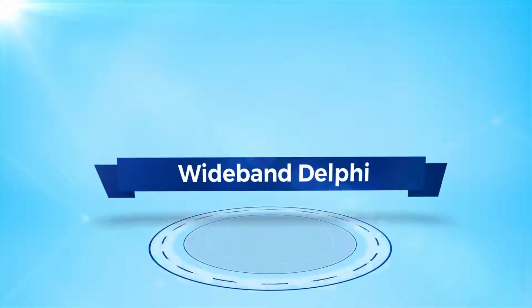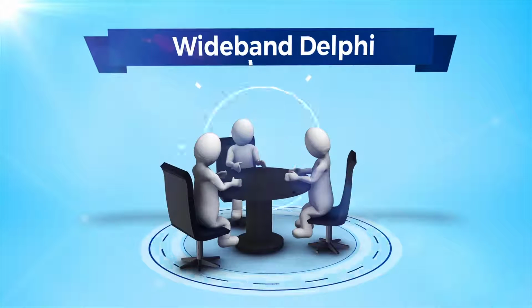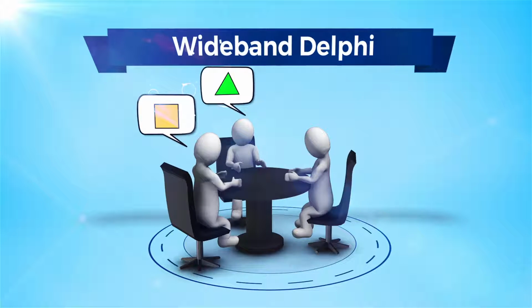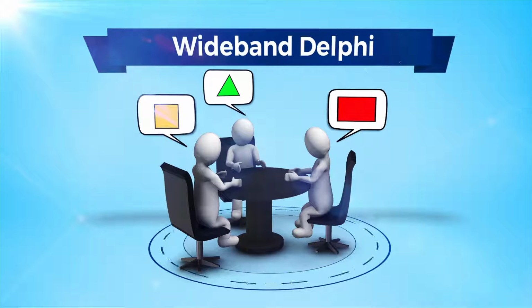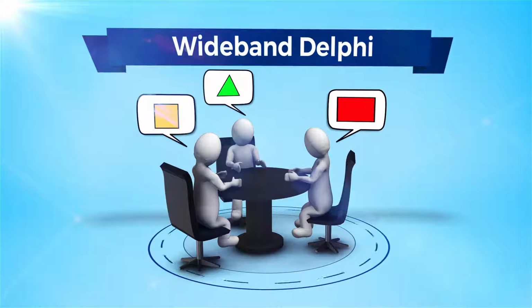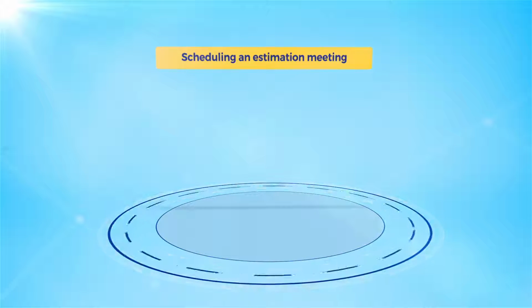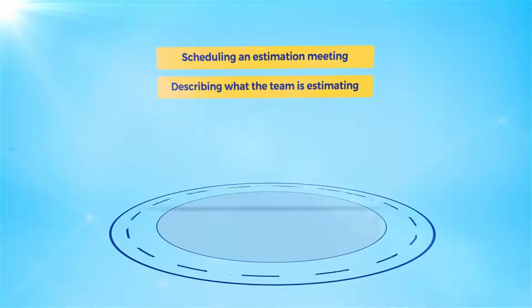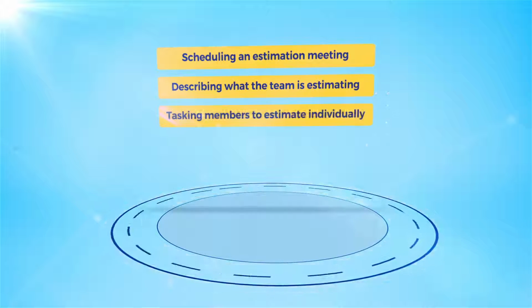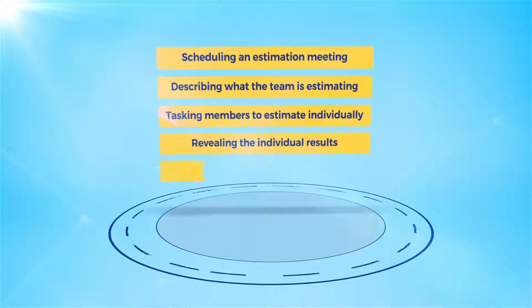Wideband Delphi is another estimation technique and was developed in the 1940s by Rand Corporation as a forecasting tool. Wideband Delphi is a repeatable process. It's a group estimation technique that is used to estimate effort and is straightforward to implement. It includes 6 steps, which are scheduling an estimation meeting, describing what the team is estimating, tasking members to estimate individually, revealing the individual results, discussing, and repeating.